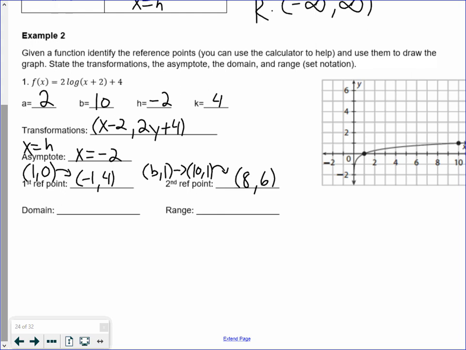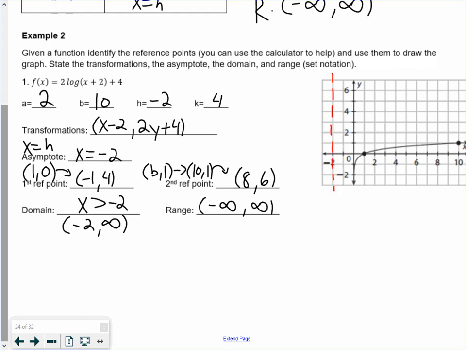Our domain, for our purposes in our class, is always going to be x is greater than our h of negative 2, and our range is all real numbers, from negative infinity to positive infinity. If you wanted to rewrite the domain in interval notation, it's going to be negative 2 to infinity, just like that. So now we're going to graph our function. Our asymptote is x equals negative 2.